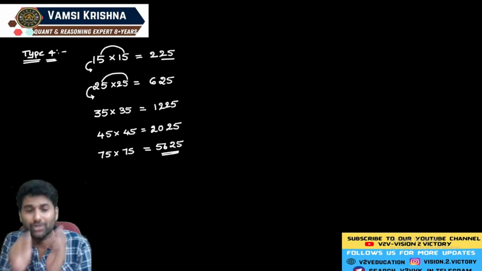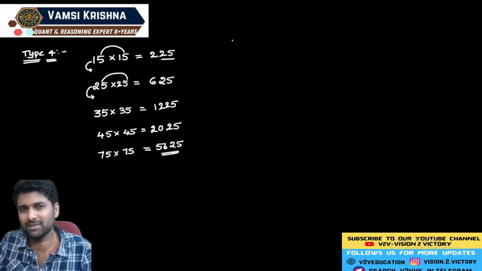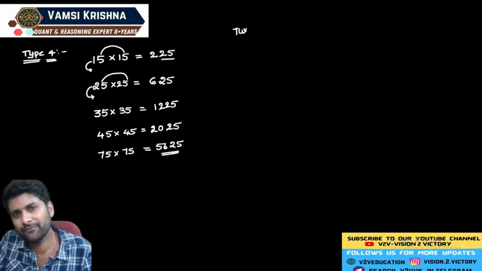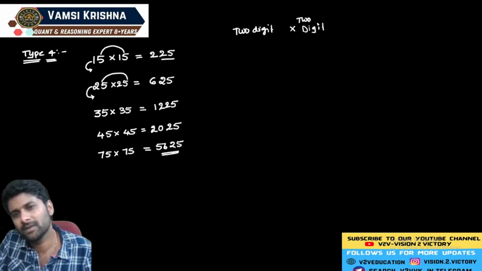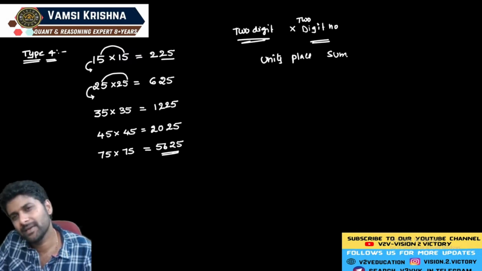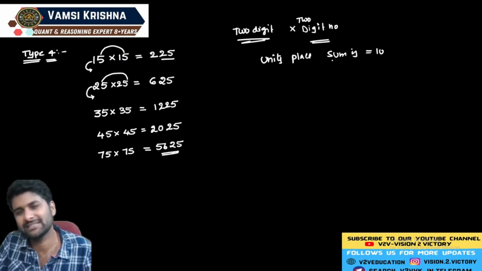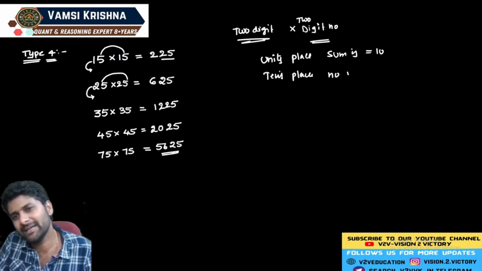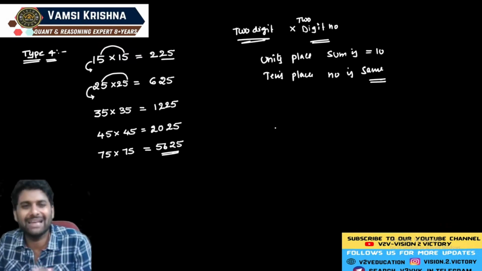Very good. Now, you should understand one process. See, in a two-digit number, if a two-digit number is multiplied by another two-digit number, here there is an observation. Now here, units place sum is 10. Units place sum is 10. And tens place number is same in the multiplication. Guys, if you see these kind of questions here, the calculation is very easy.